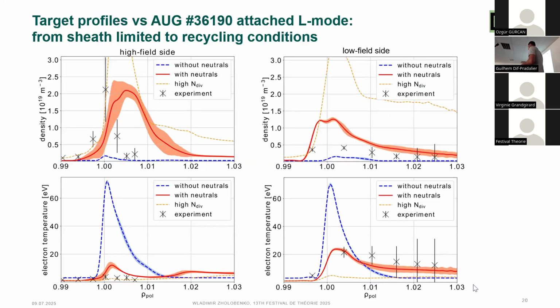The same picture we find also at the divertor. This shows the high field side on the left and low field side on the right in the divertor of the tokamak. Again, density and temperature. And you see that without the neutrals, we were underestimating the density compared to the experiment by an order of magnitude and overestimating the temperature. But the neutrals increase the density, decrease the temperature, and we get a much better match. Also, when you increase the density and decrease the temperature, you increase the collisionality, which is very beneficial for our fluid model.